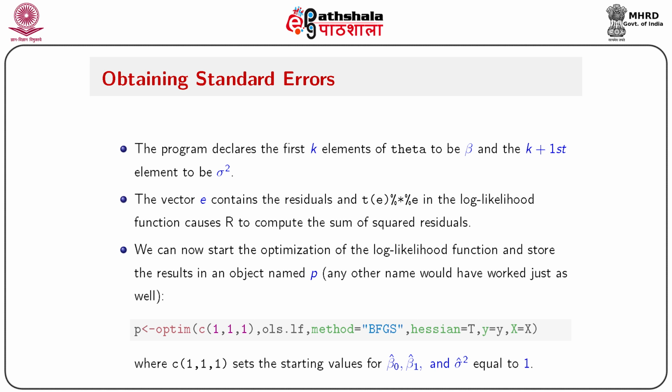Any other name would have worked just as well. So P equals optim, with the initial parameter set to 1 1 1, then OLS LF, the log likelihood function, then method is again BFGS, Hessian is TRUE, then y equals y, x equals x. It will generate the results along with the Hessian matrix.